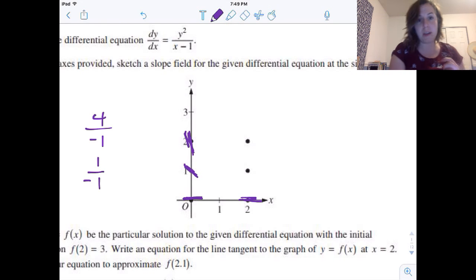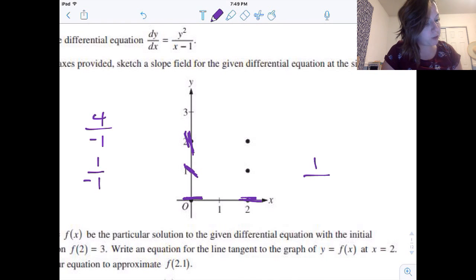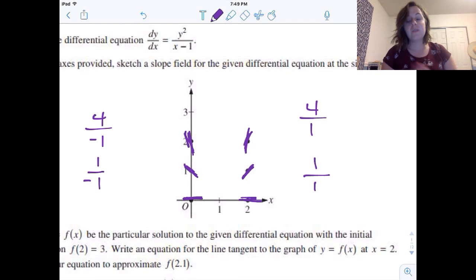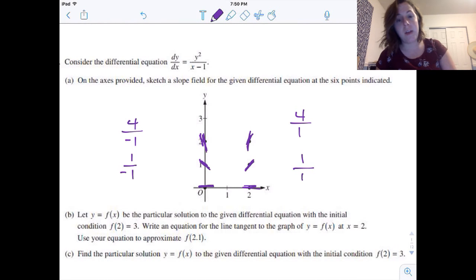Starting at this one right here, I'm plugging in (2, 1), so that would be 1 over 1, a positive 1. And then for this point (2, 2), you're plugging in 4 over 1, which again should be a much steeper slope. So that's my slope field, and on an AP exam that is going to earn you probably 2 to 3 points, which is great. And on your test tomorrow or on Thursday, it will do the exact same thing.